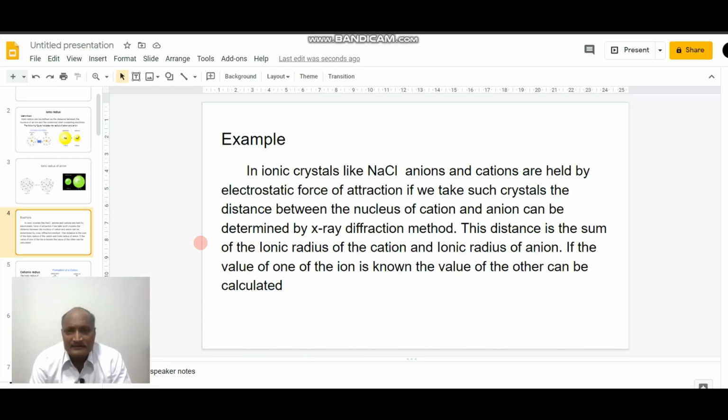If we take such a crystal, the distance between the nucleus of the cation and the anion can be determined by the X-ray diffraction method. The distance is the sum of the ionic radius of the cation and anion. If the value of any one is known, the value of the other can be calculated.